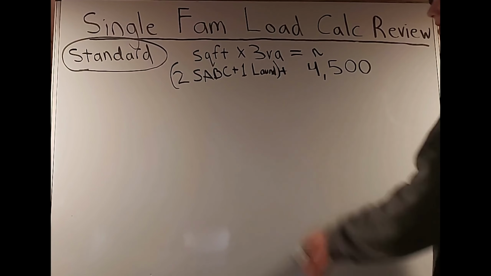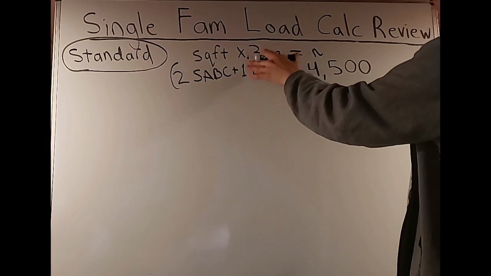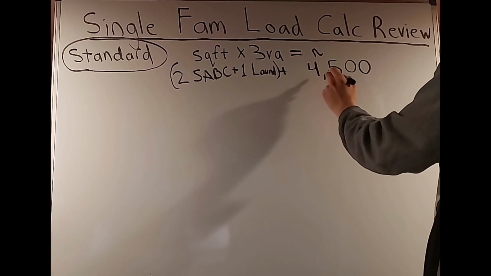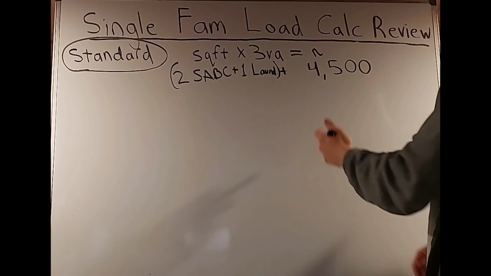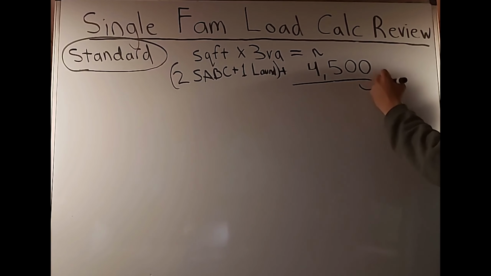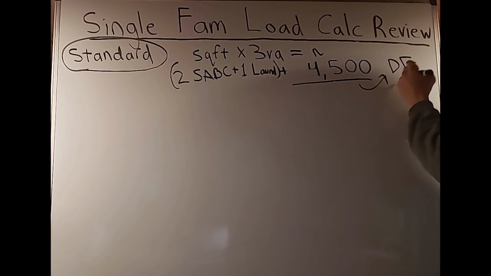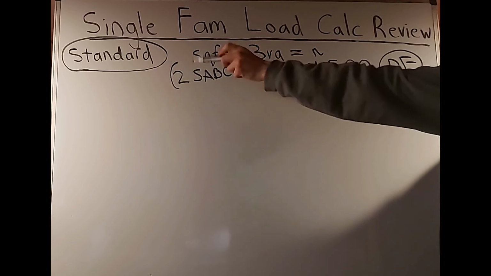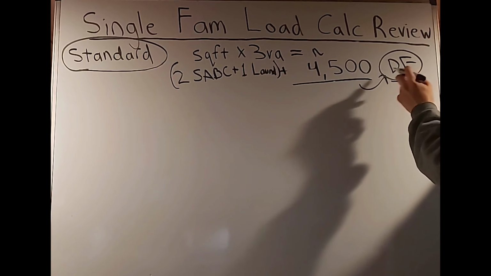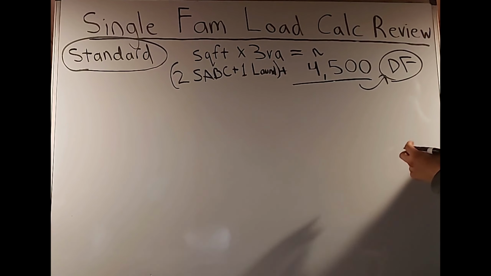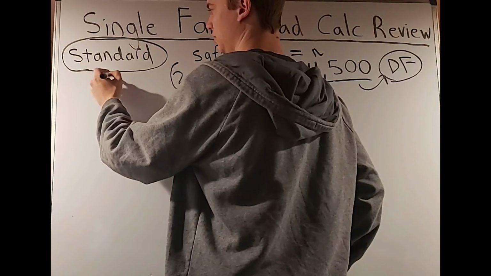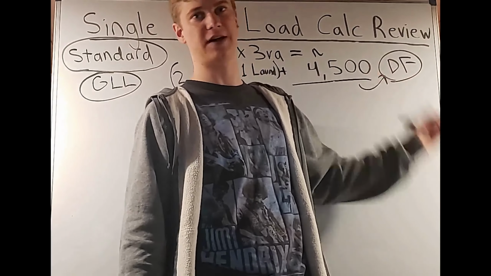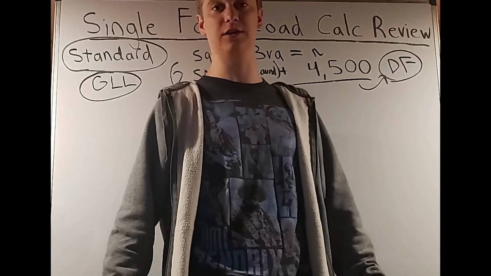So just a simple recap, we get a square footage of the house, we multiply it by 3 volt amps, we get that number, and we add another 4,500 volt amps to that. After we get that total number, then we're going to have our demand factors, which are kind of complicated. Those are explained in the videos on the individual standard and optional method. So there are the demand factors here for the standard method, and this is on what's called the general lighting load portion of the calculation. If you aren't sure about the demand factors, be sure to check out part 1 of the load calculation video.